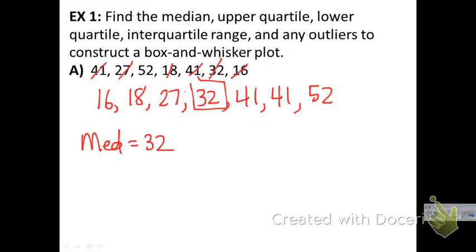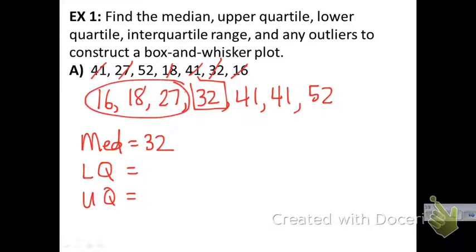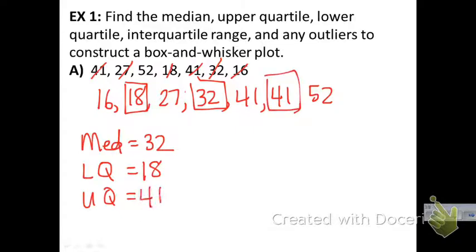From there, we're going to identify the lower quartile and the upper quartile. The lower quartile is the median, or the middle value of the lower set of data. So we're looking there. The middle number there you can see is an 18, and I like to put a box around it. The upper quartile is the same idea. It's the middle of the upper values, so we can see that it is 41.